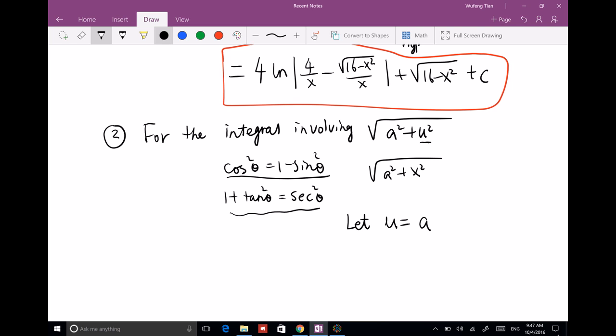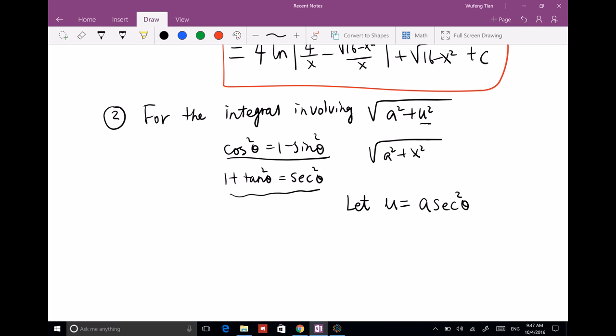I will say a secant. Let's try it. Okay, there's no square. Oh, a secant, right? Lazy, right? Okay, so let's try it. See what happened. If I plug it back in, it's going to be a squared plus a squared secant theta squared. We're going to have the square root of a squared times 1 plus secant theta squared.